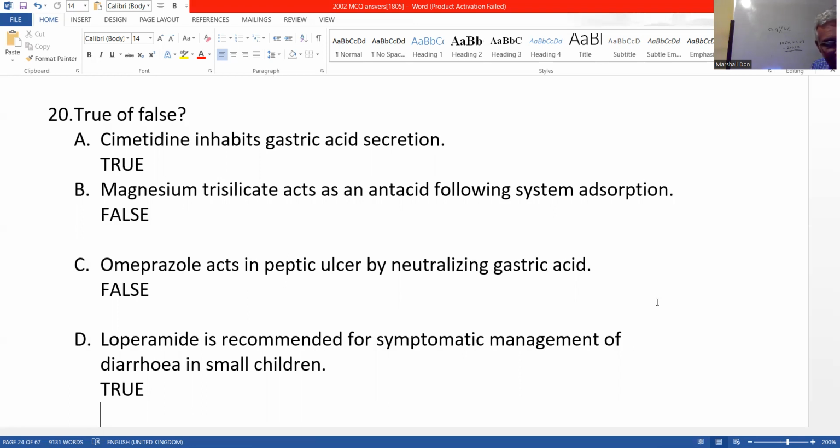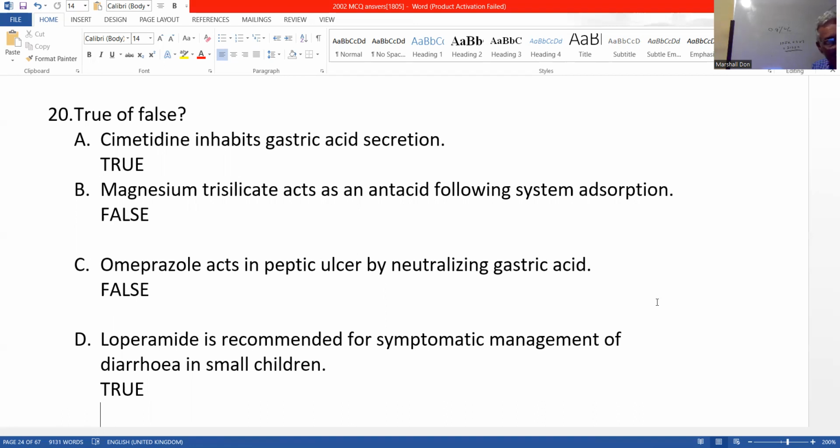B. Magnesium trisilicate acts as an antacid following systemic absorption. No, there is no systemic absorption. Magnesium trisilicate only neutralizes acid H plus in the stomach. It is not absorbed into the body. So that is false.